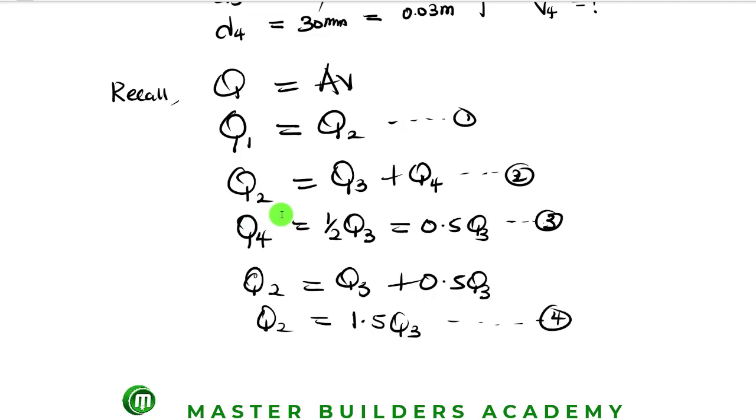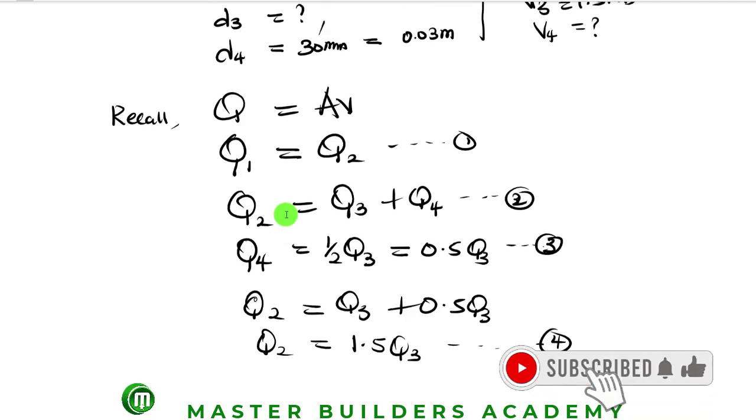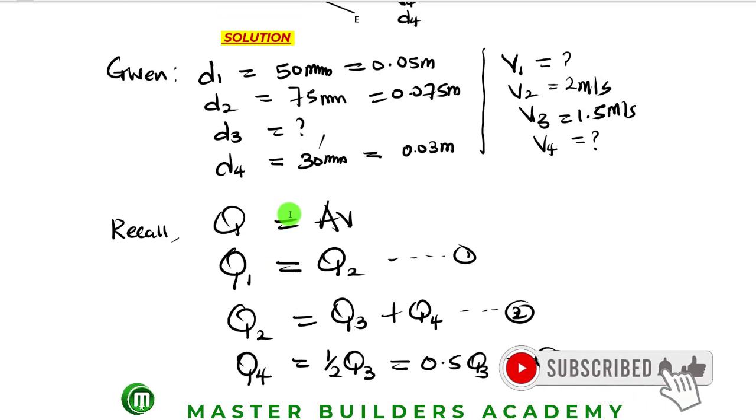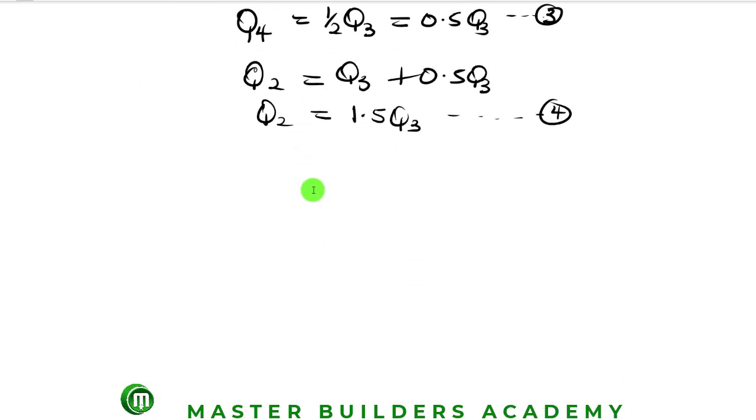So guys, we have now gotten to the level where we are able to get the relationship between all these discharges. Remember, it is very, very important that you get the relationship between the discharges. All we need to do now is to get the area of each section. Remember that the diameters are given except the diameter for pipe 3. So let's quickly calculate the areas.